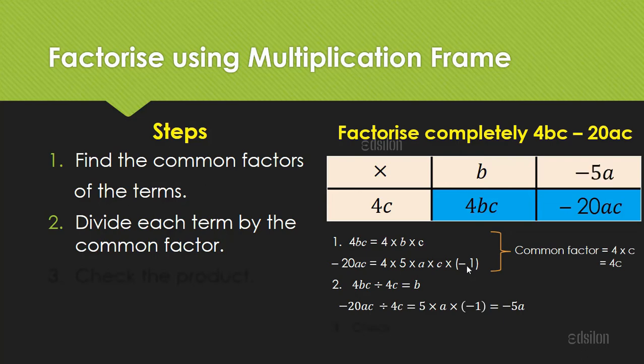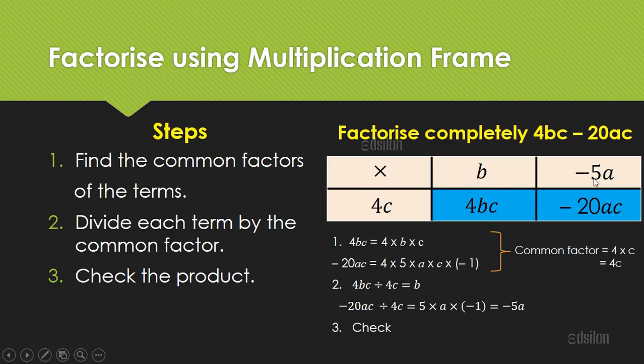How do I know my working is correct? Let's do a check. 4c times b is 4bc. And 4c times negative 5a is negative 20ac. So I know I'm correct. Checked. So what are the two factors of 4bc minus 20ac? They are 4c and b minus 5a. And so how do I write the answer? 4bc minus 20ac equals 4c times b minus 5a.